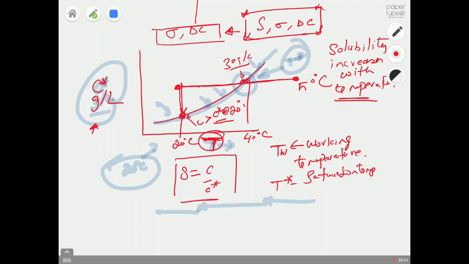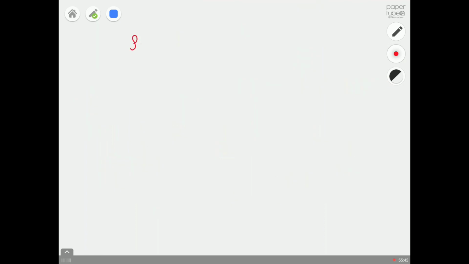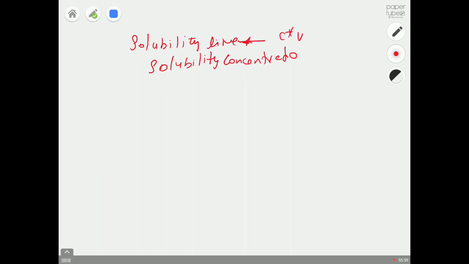So what we learned so far is the solubility line, the solubility concentration. The solubility line means how the trend looks like, C star versus temperature. And then what is a solubility concentration, and then we know what is a supersaturated solution.